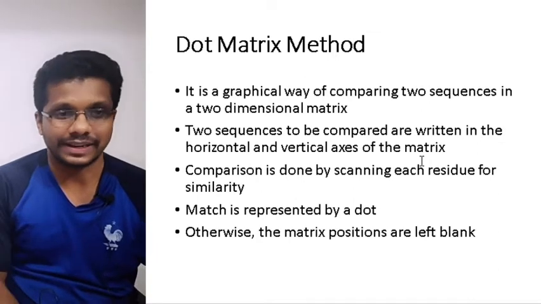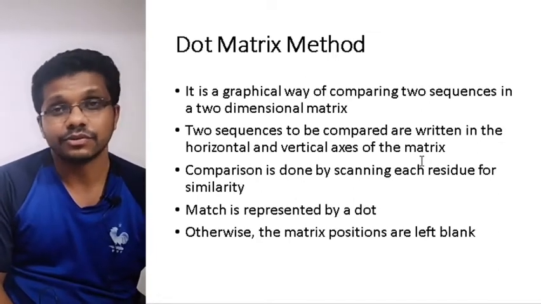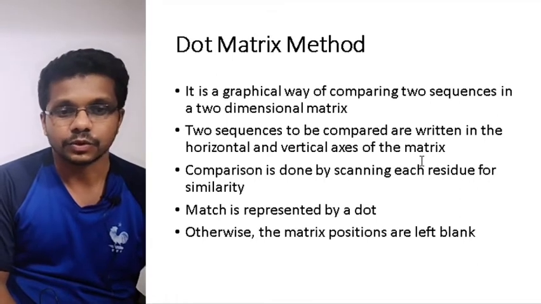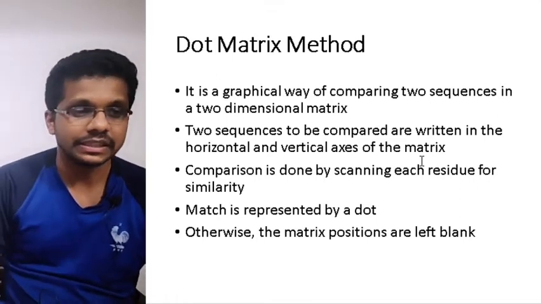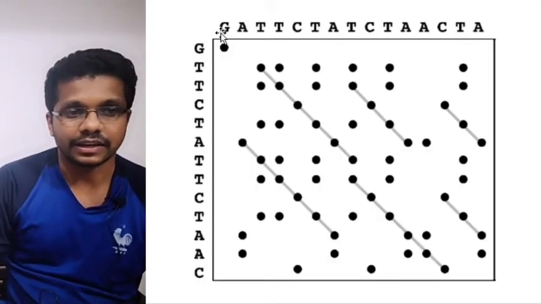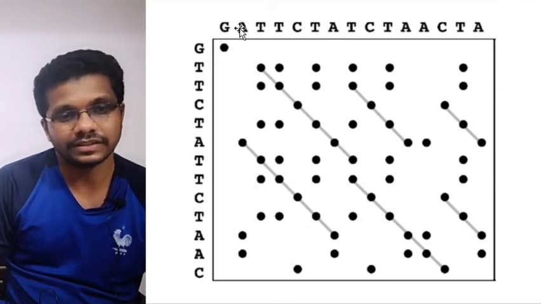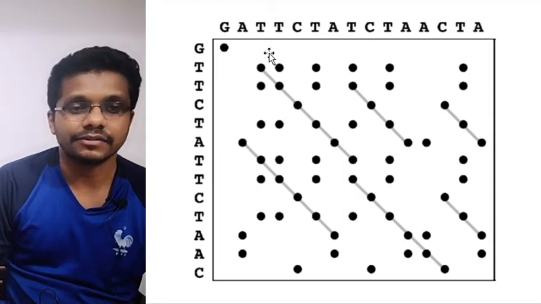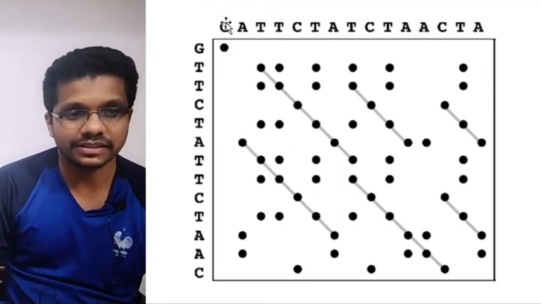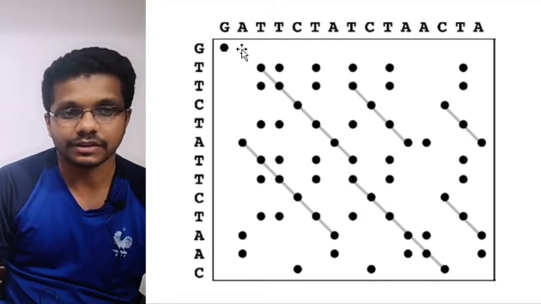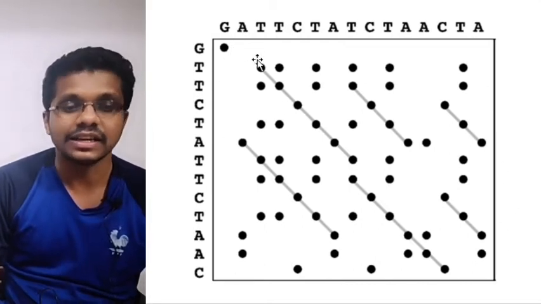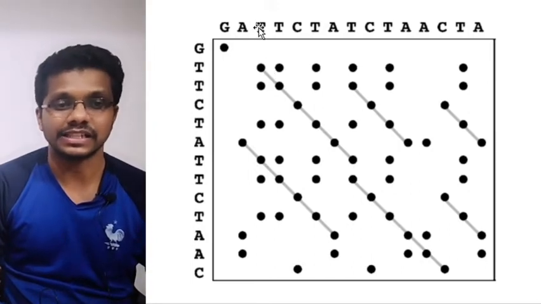First one is the dot matrix method. It's a graphical way of finding similarities between two different sequences. What we are doing here is writing one sequence on the x-axis and another sequence on the y-axis, and we are looking for similarity. If you see a similarity, we are going to put a dot here. If it is not similar, we will leave the place blank. So every dot in this matrix is actually representing similarities between two different sequences.